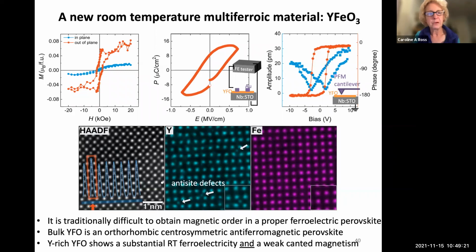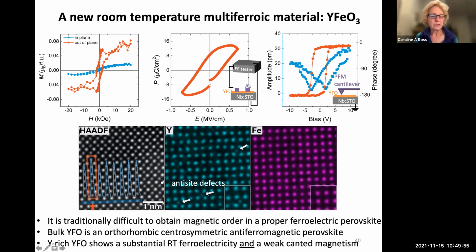And the classic material that shows both a magnetic order and a ferroelectric order is bismuth ferrite, BiFeO3, which is a perovskite structure. If we replace that bismuth with something else, in this case yttrium, then in bulk, that YFO, which is called yttrium orthoferrite, is a centrosymmetric material, and it shouldn't be ferroelectric at all. It's actually a canted antiferromagnet. So it has a little bit of magnetism, but no ferroelectricity.